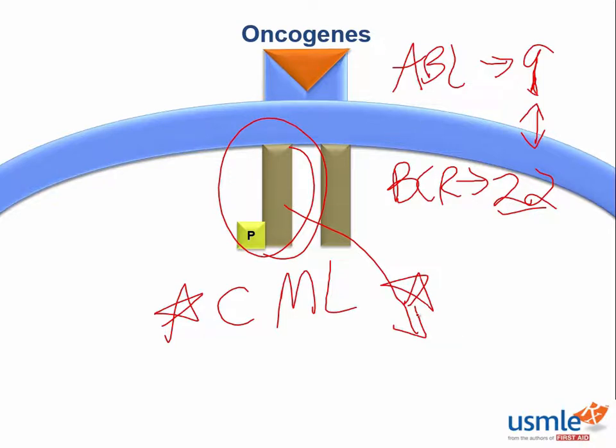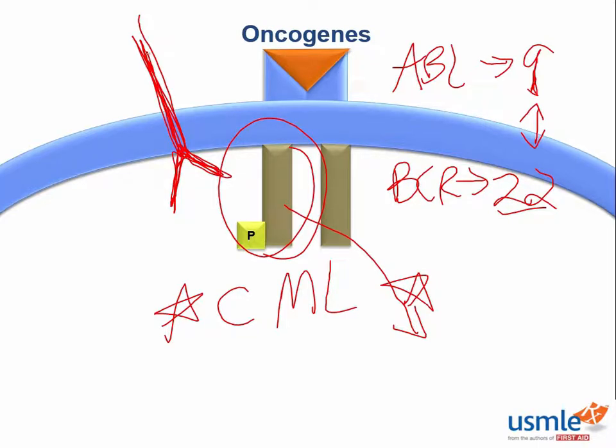Very, very common, commonly tested on the U.S. Assembly. So there's also another monoclonal antibody that can be used to bind to these tyrosine kinase receptors that are overactive. What is that antibody? What is the name of that medication? It's imatinib. Another word is Gleevec, the trade name.